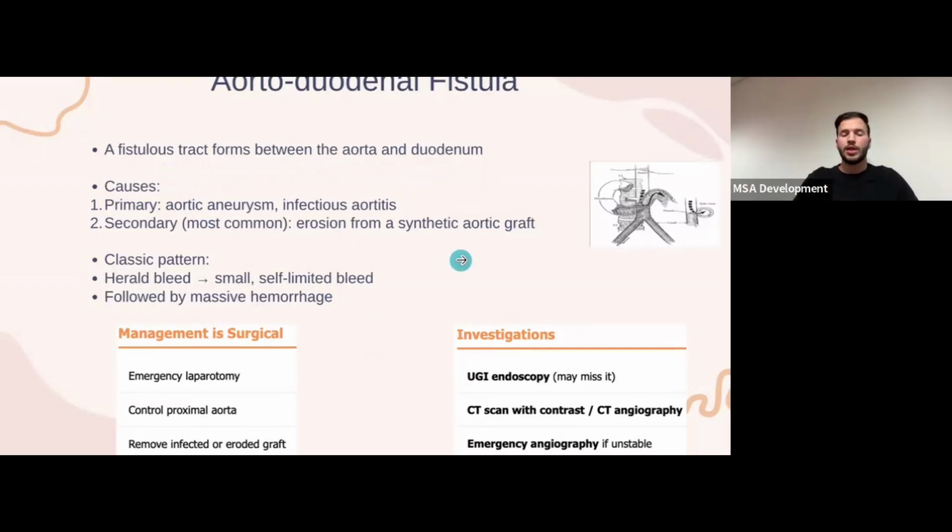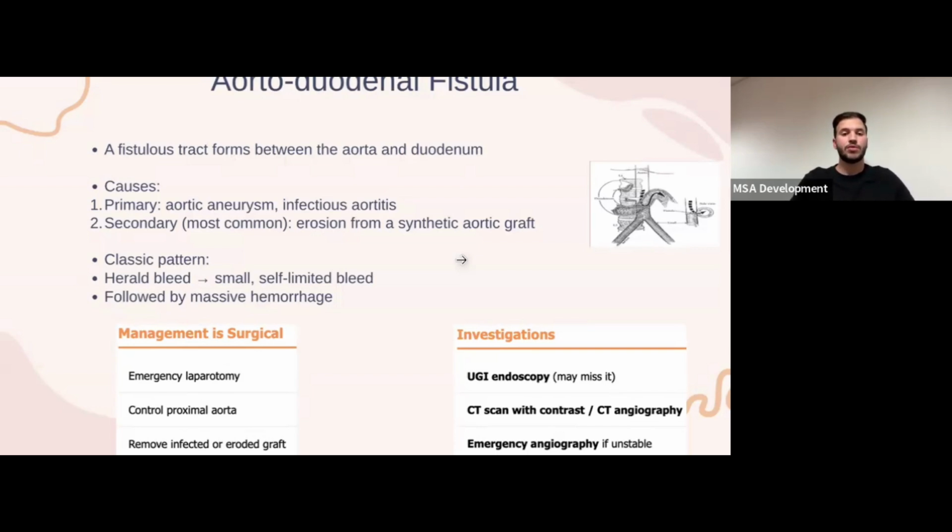Right. And the classic pattern, how does it present? First of all, herald bleeding, as you mentioned, it's a small self-limited bleeding. Then, if it's not treated, it will be followed by a massive hemorrhage. So how do we treat it? The management is surgical. We start with emergency laparotomy. We control the proximal aorta, and we remove infected or eroded graft.